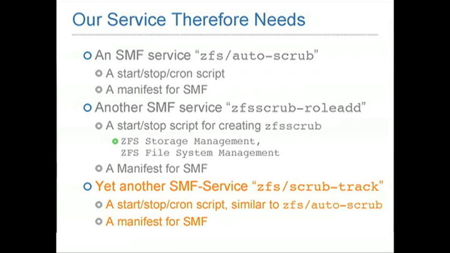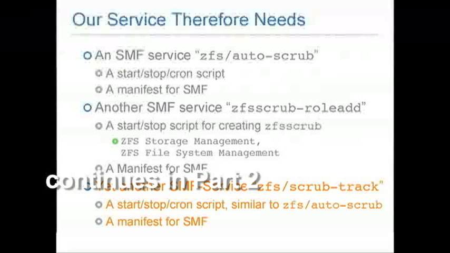So this is our shopping list. It became a little bit longer. We added another SMF service, which is the ZFS Scrub Tracking service. It comes with its own start-stop script, which is also the cron script. It's modeled very similarly to the auto scrub service, and it comes with its own manifest. And of course, we could also try to integrate this service with this and make it one huge, gigantic shell script. But right now, I decided to keep it a little bit simple and then see whether we can find other ways of making it more powerful or simpler in different terms.